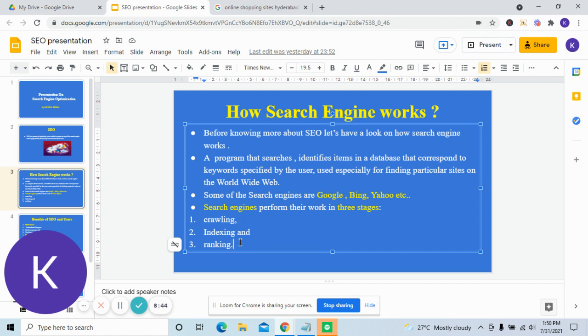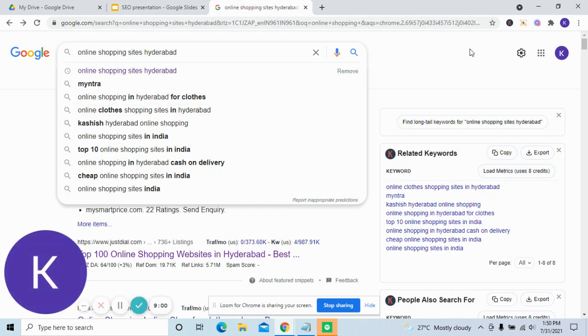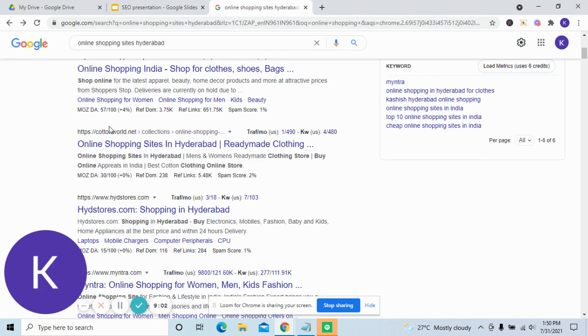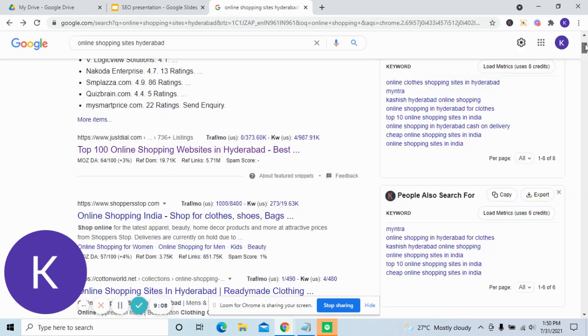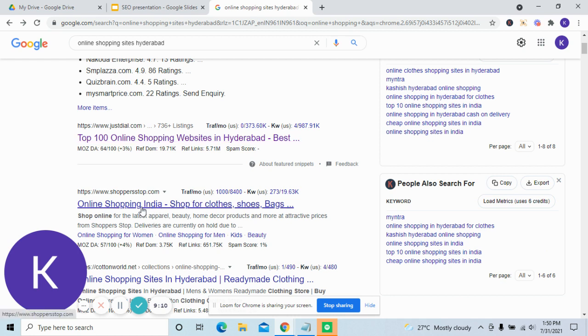And ranking: based on the quality of the content you're providing on your website and the links you're providing, the search engine ranks your website into some position. Like cottonwool.net is in the second position in the SERP page. That means, considering online shopping in India, it is in second position compared to justdial.com.